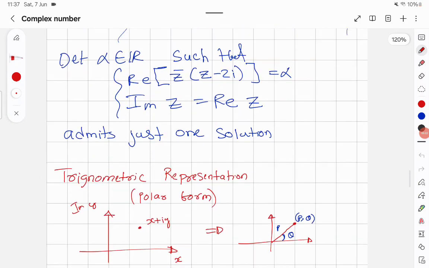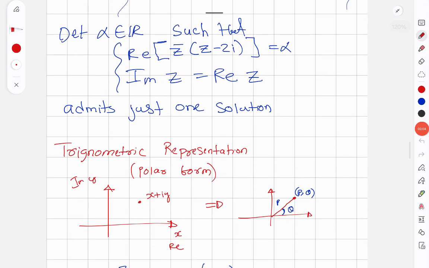Okay, until now what we did, we started with a complex number. We saw the algebraic form of the complex number, right? We did z equals x plus iy, and this is the algebraic form. We find the solution by using this form.